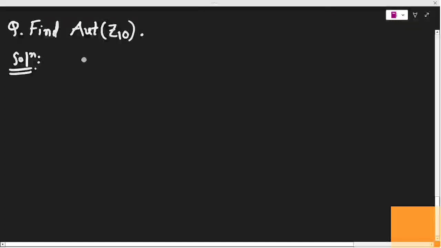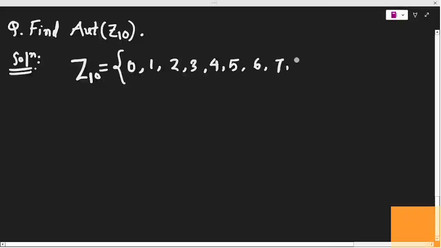So what is Z10? First thing you have to know what is Z10. Z10 starts from 0: 0, 1, 2, 3, 4, 5, 6, 7, 8, 9. Anything else? 10 will not come. It goes from 0 to n-1, where n is 10, right? So these are the elements of Z10. Now what we have to find? Automorphisms of Z10.